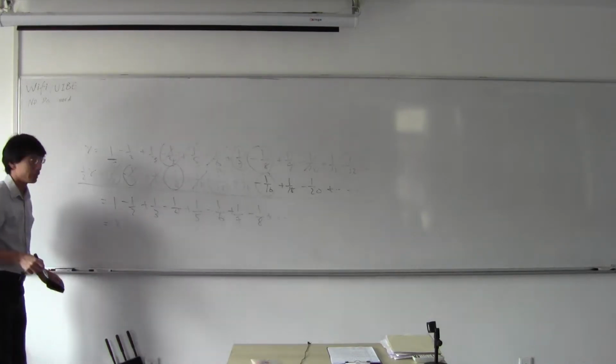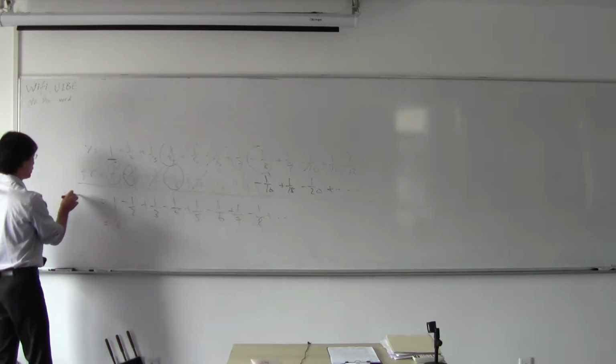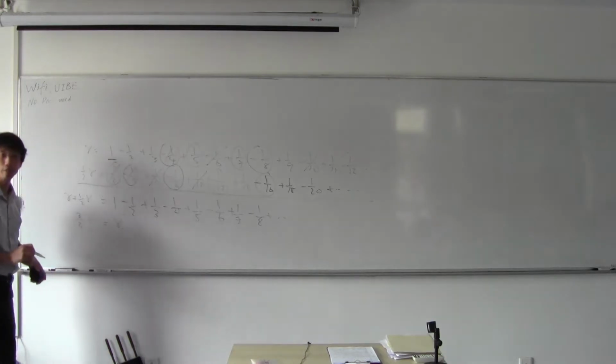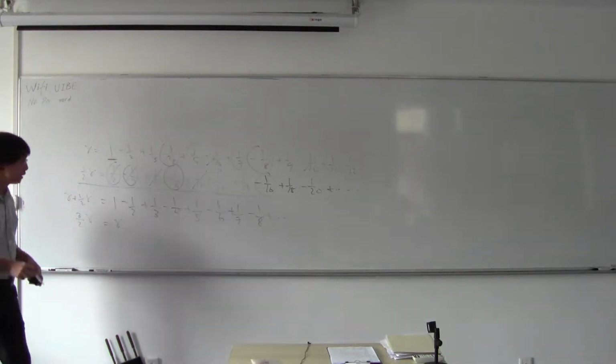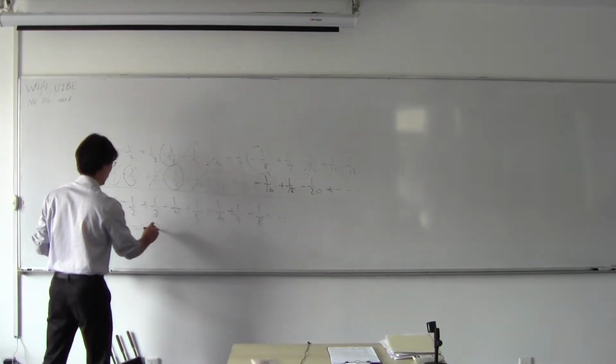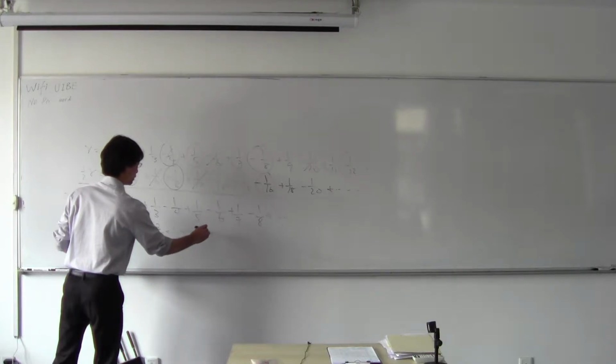So what does that say? That says that if I add gamma plus half gamma, 3/2 gamma is equal to gamma. Now I'm going to divide both sides by gamma, and I get 3/2 is equal to 1. In other words, 3 is equal to 2.